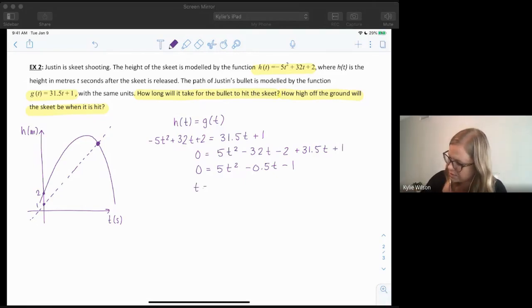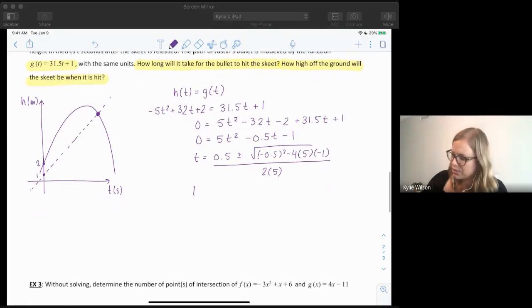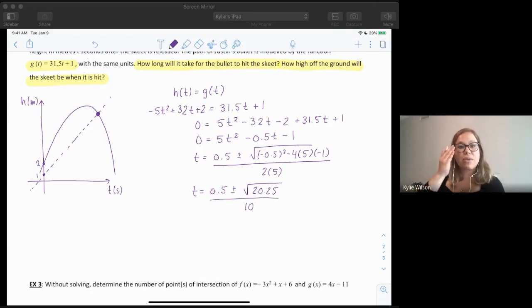So we have that t equals negative b plus or minus the square root of b squared minus 4ac, all over 2a, like this. And now I'm just going to simplify that. So we have 0.5 squared minus 4 times 5 times negative 1. And now we remember that our quadratic formula is actually two formulas in one because of this plus minus here. So I can separate it out.